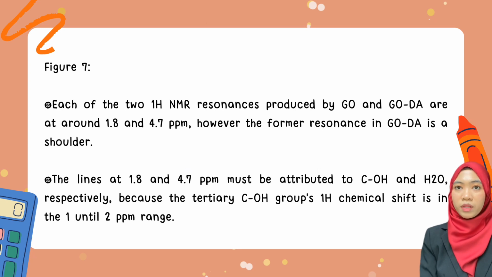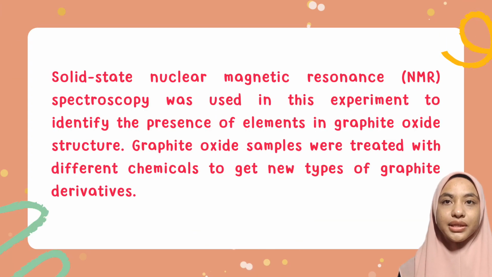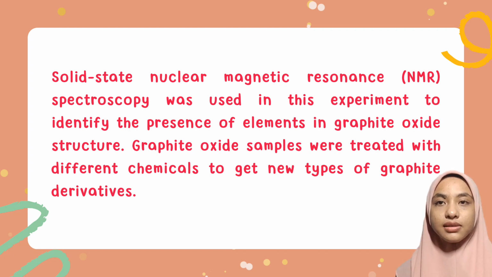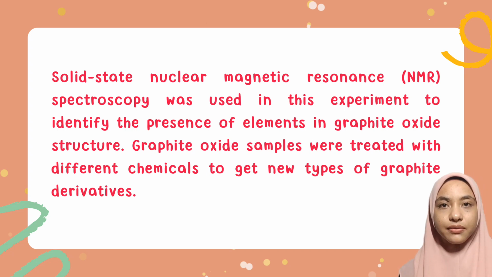The lines at 1.8 and 4.7 ppm must be attributed to COH and H2O, respectively, because the tertiary COH group's 1H chemical shift is in the 1 to 2 ppm range. In conclusion, solid-state nuclear magnetic resonance spectroscopy was used in this experiment to identify the presence of elements in the graphite oxide structure. Graphite oxide samples were treated with different chemicals to get new types of graphite derivatives.